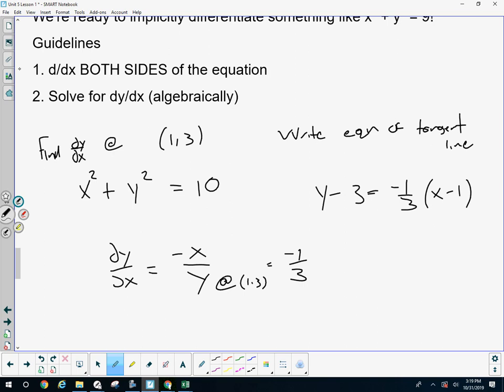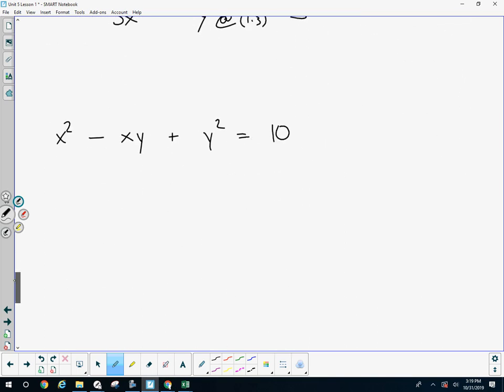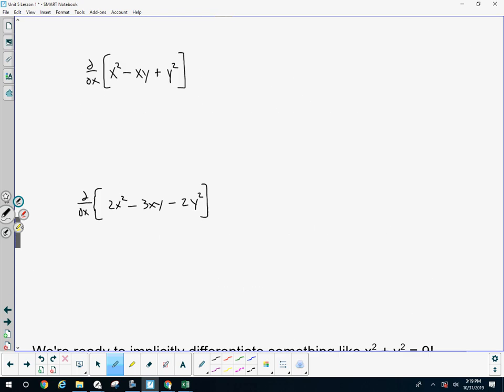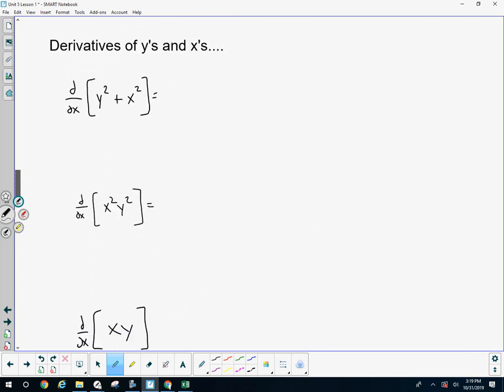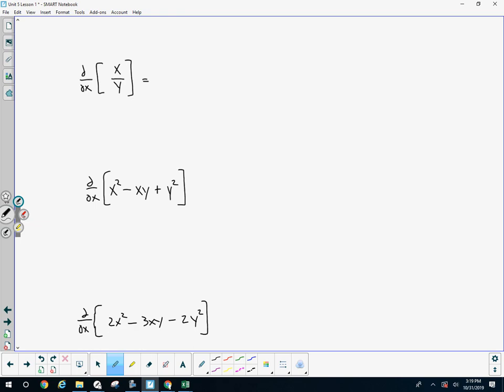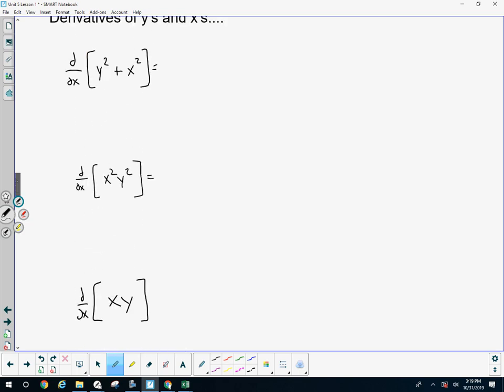However, most of the implicit equations are going to be a little bit more complicated in terms of taking the derivative. So before we go into this one, we need to practice and make sure we're ready for derivatives where we've got multiple y's and we've got xy's. So we're going to go back a page. Because y squared plus x squared plus y squared, piece of cake, easy.